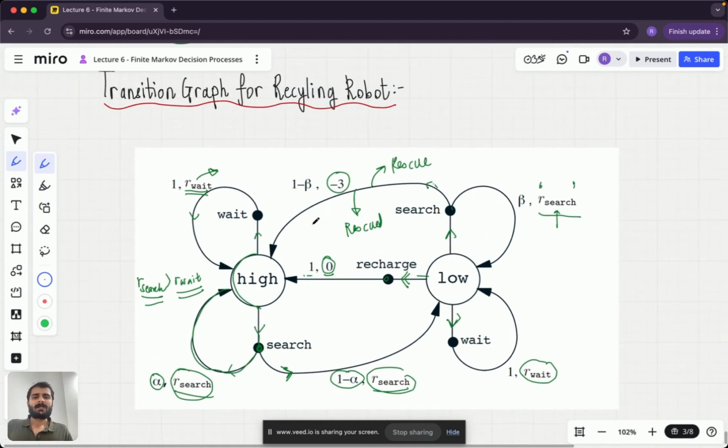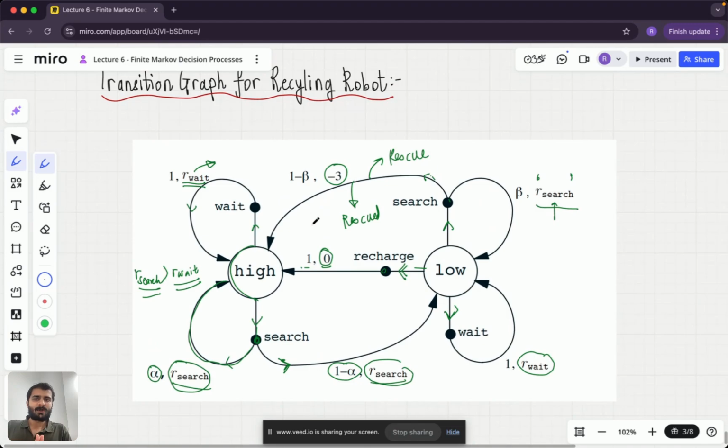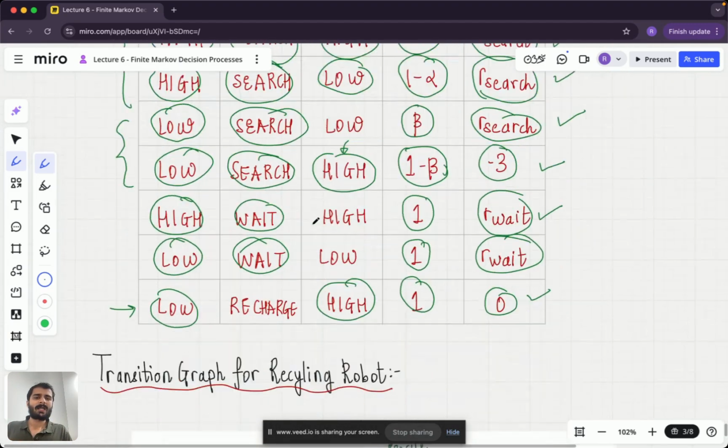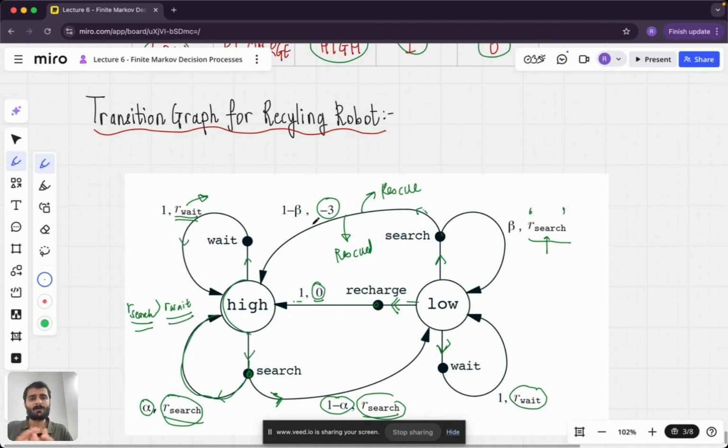So this is how the transition graph can be drawn. After you have written this table, you can actually spend some time drawing this graph. It's a good experience to get confidence in this subject.